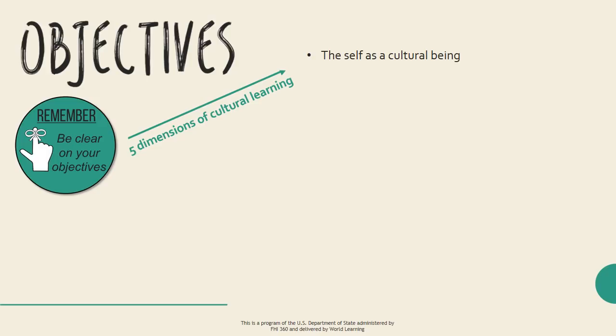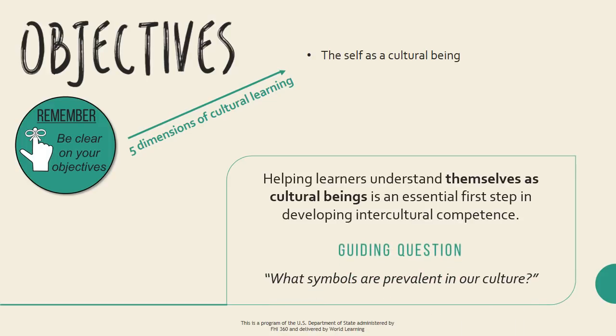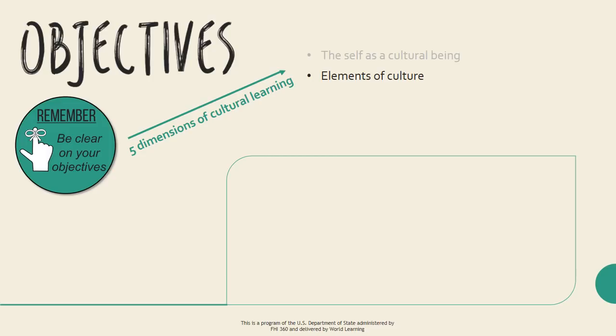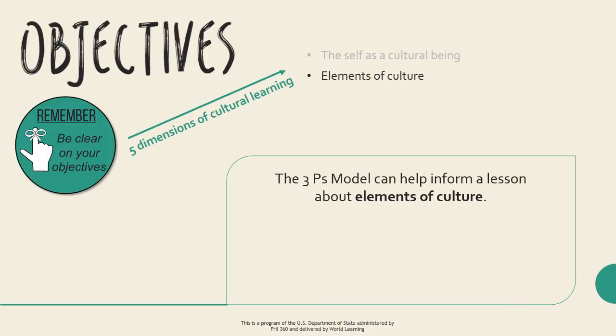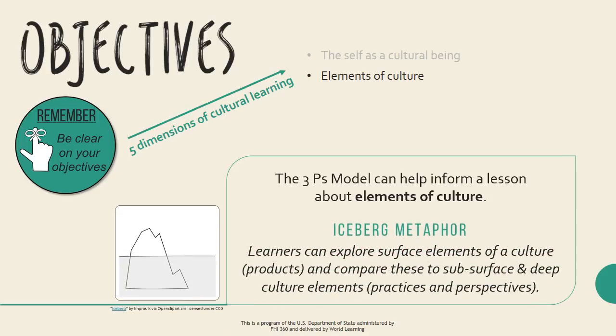Many scholars argue that helping learners understand themselves as cultural beings is an essential first step in developing intercultural competence. Frank suggests several questions that can guide this kind of lesson, including, what symbols are prevalent in our culture? The 3 P's model from Unit 1 can help inform a lesson about elements of culture. Using the iceberg metaphor, learners can explore surface elements of a culture, such as products, and compare these to subsurface and deep culture elements, which are usually practices and perspectives.